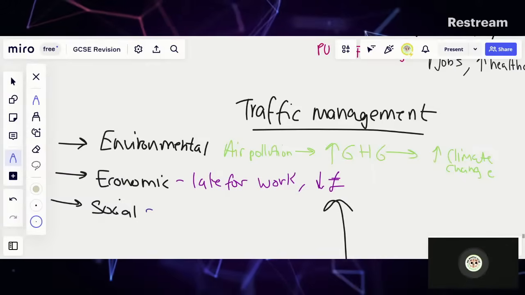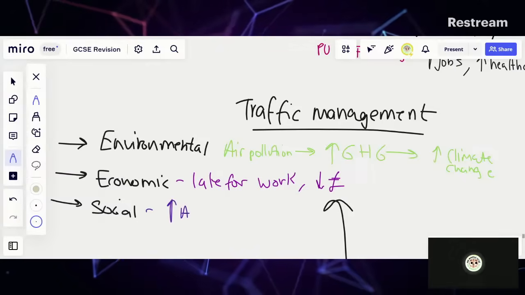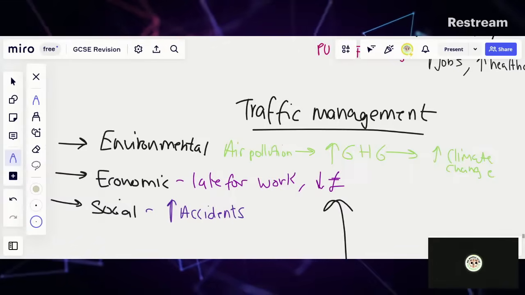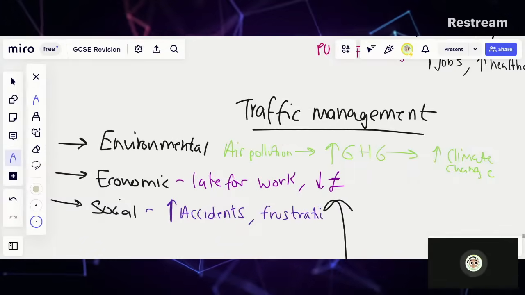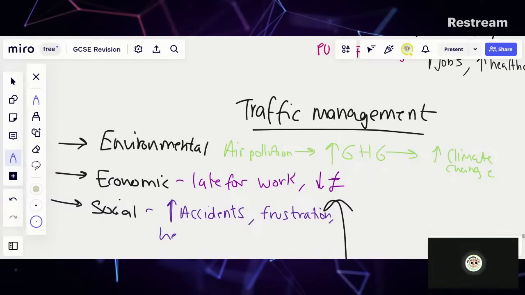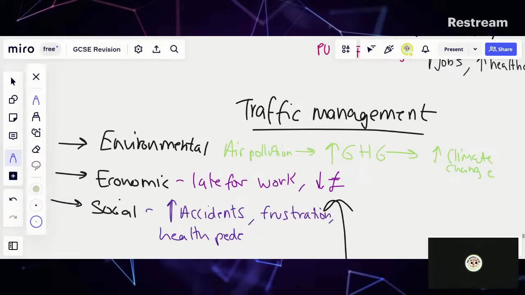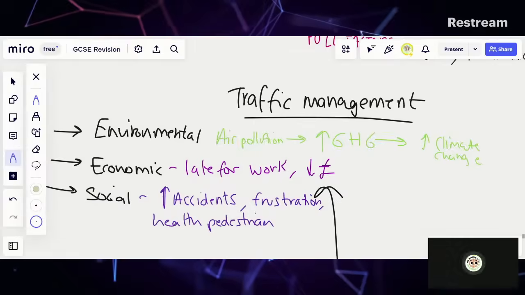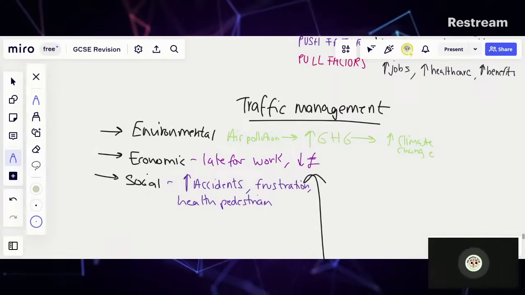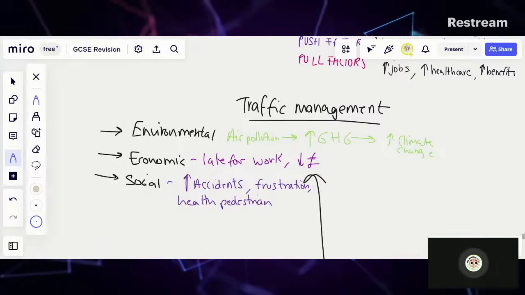And some social issues is that there's actually a higher chance of accidents when there's high traffic. And that means that it could risk people's lives. And also, it's not very good for the mental health because traffic causes lots of frustration and road rage. And also for the health of pedestrians. A couple of years ago, the first ever death that happened in the UK happened in a certain area due to them inhaling the greenhouse gases just from the road because they were asthmatic. So it's becoming a real social problem in terms of the health of pedestrians as well.